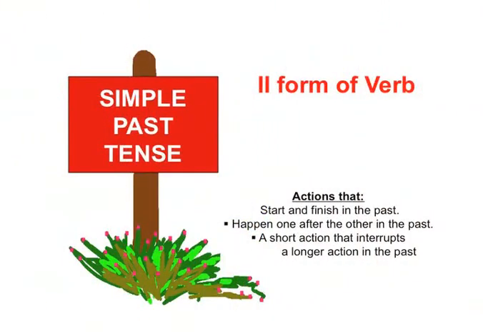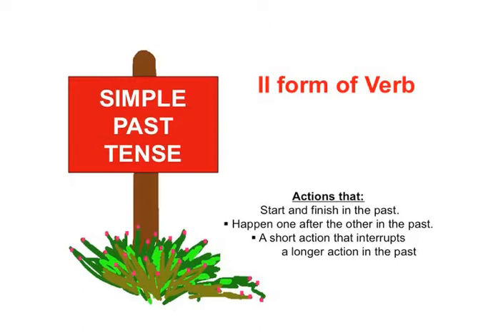In the simple past tense, the second form of the verb is used. The simple past tense is used for actions that start and finish in the past. जो चीज़ें पहले शुरू होके ख़त्म हो चुकी हैं, वो आज नहीं हो रही. They have finished. They can also be used for actions that happen one after the other in the past.